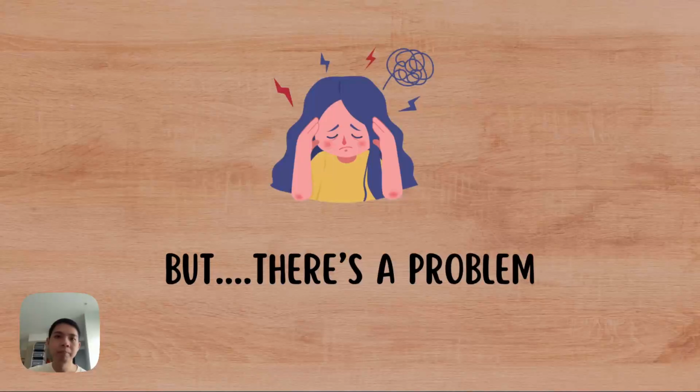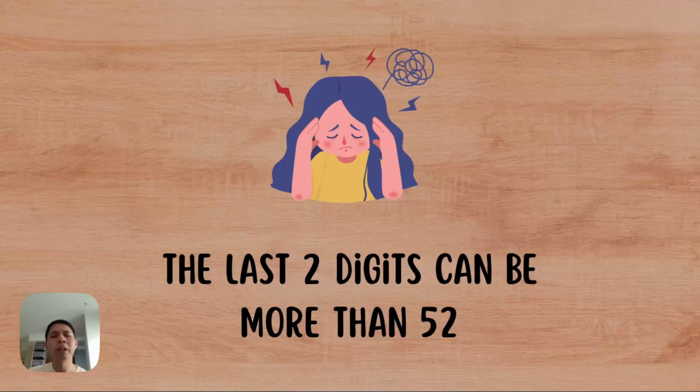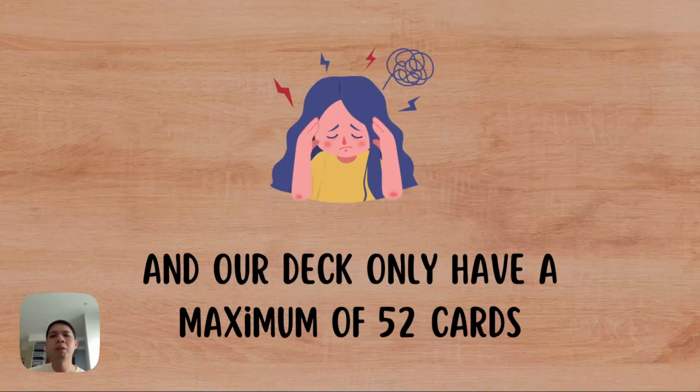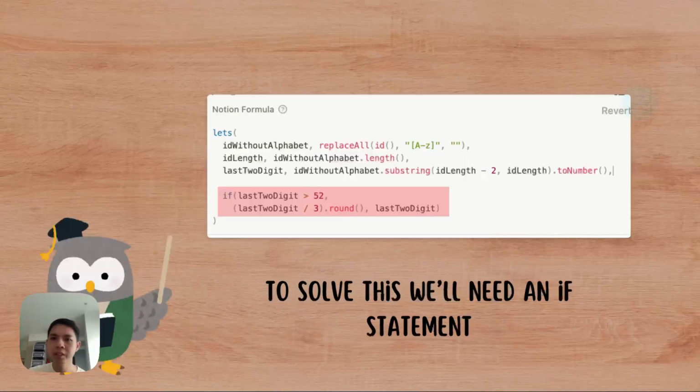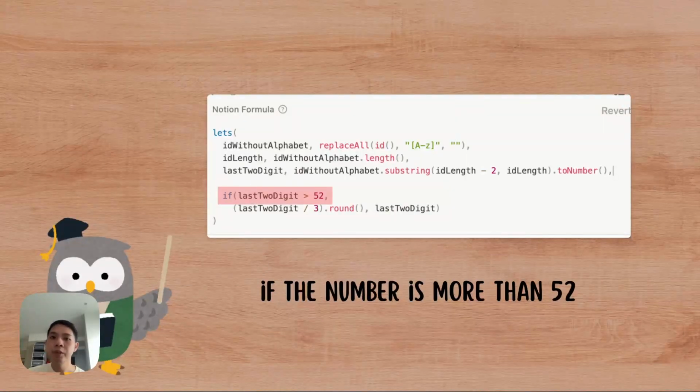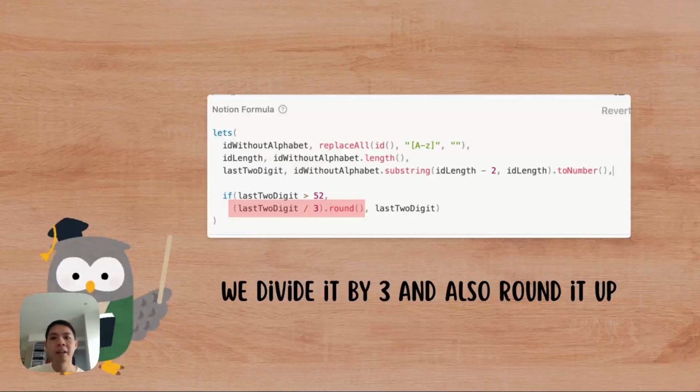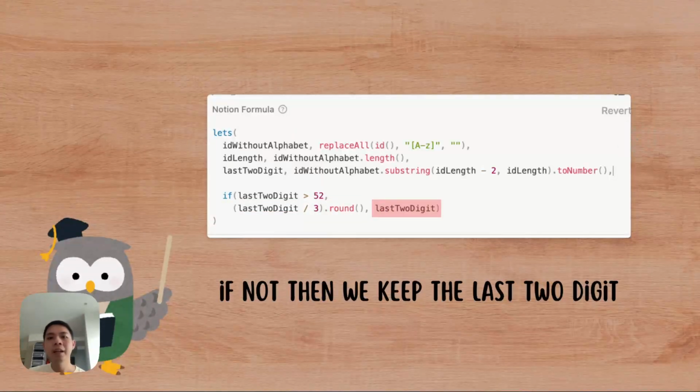But there's a problem. The last 2 digits can be more than 52, and our deck can only have a maximum of 52 cards. So to solve this, we'll need an if statement. If the number is more than 52, we divide it by 3 and also round it up. This is something arbitrary that I came up with, but the idea is just that we want to keep the number low. So far I found that divide by 3 and round it up works for me. And if not, then we just keep the original last 2 digits that we have.